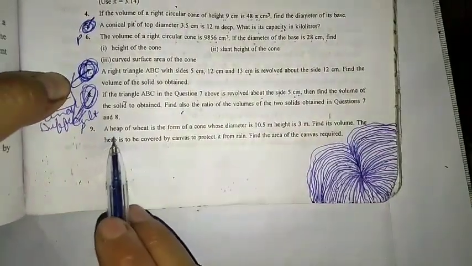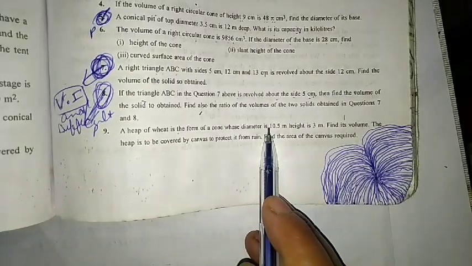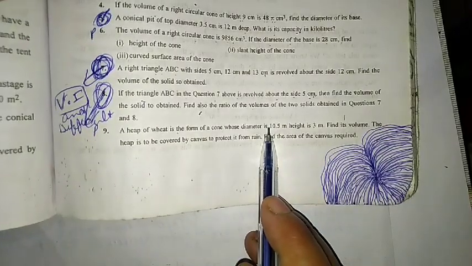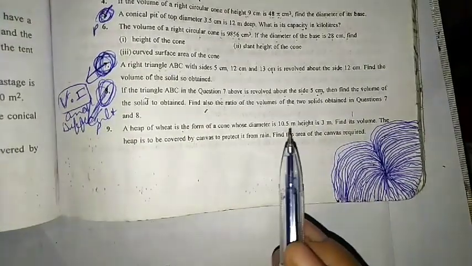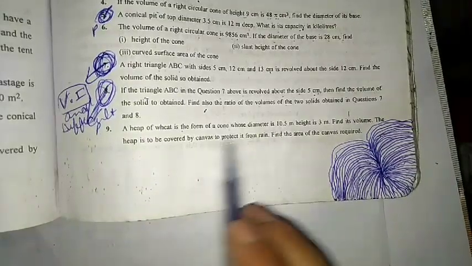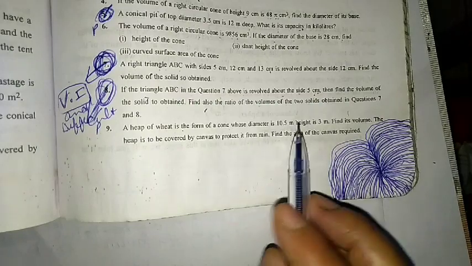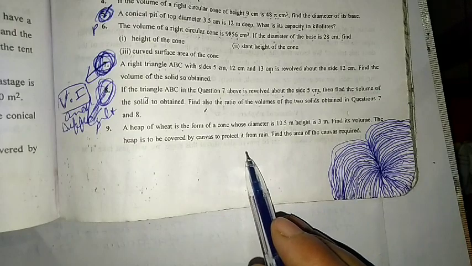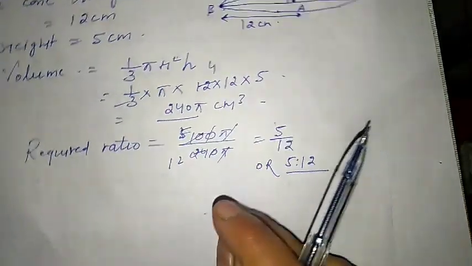Now this is the last question. A heap of wheat is in the form of a cone whose diameter is 10.5 meters and height is 3 meters. Find its volume. The heap is to be covered by canvas to protect it from rain. Find the area of the canvas required. So in this question, first of all we will find the volume, 1 upon 3 pi r square h. Then by finding the length using the relation of slant height and radius, we can find the slant height. Then find pi r l. So these questions and the previous questions, you just do in your fair notebook with examples. Thank you so much.